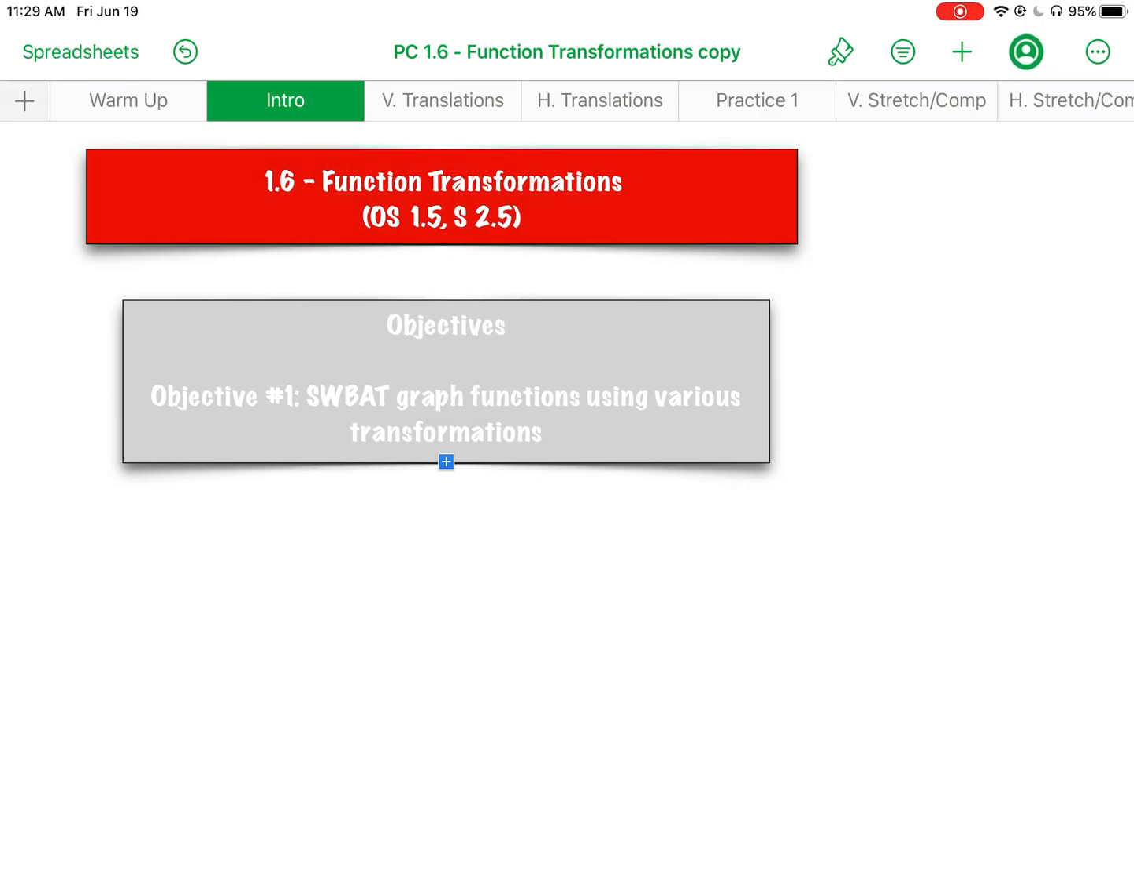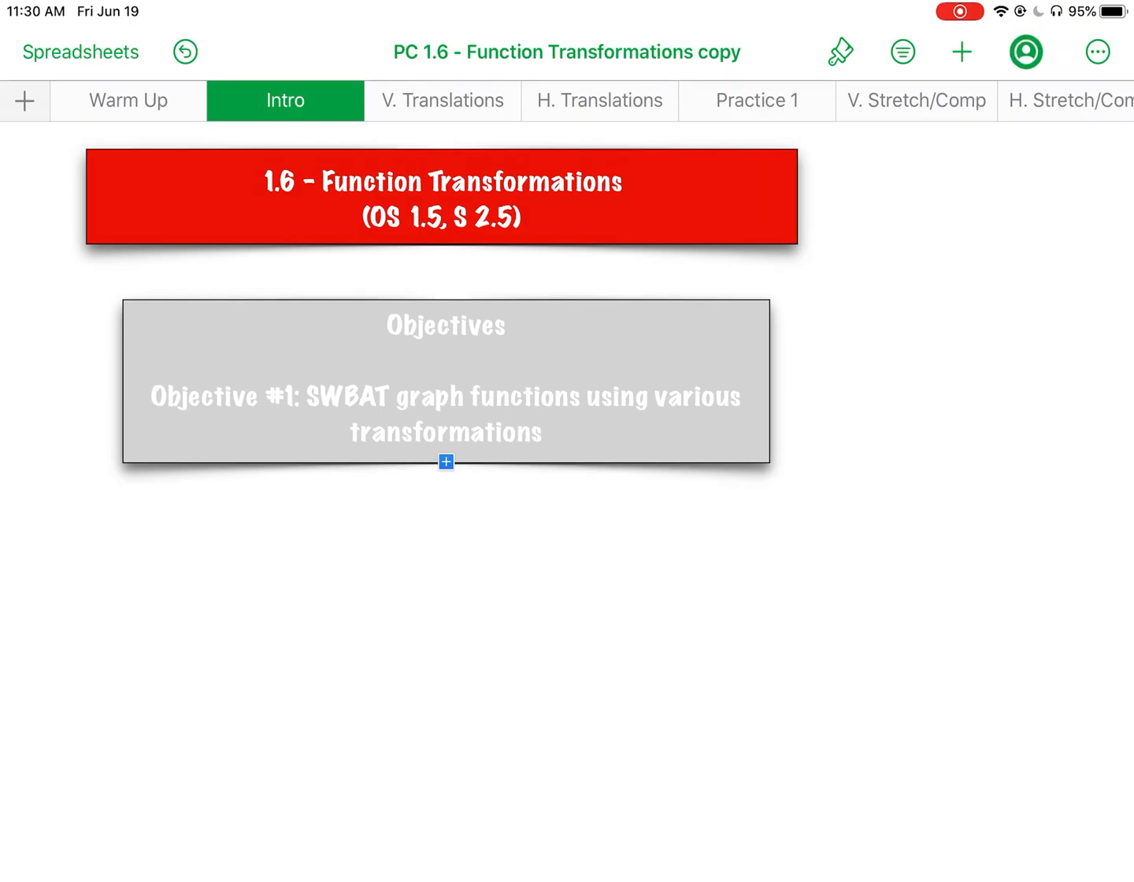In general, a transformation is just a rule that has an effect on the graph of an original function. So all of these transformations that we learn in this particular section, they can be applied to any of the functions from our library, whether it be a square function, a square root function, absolute value function, etc.